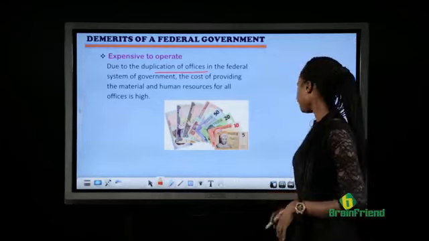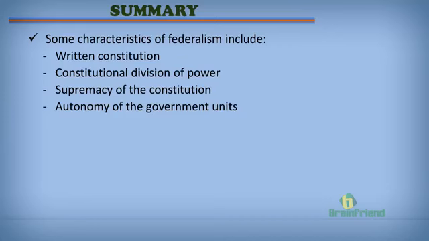I'd like to say we've come to the end of the class for today. But before we go, I'd like us to take a quick recap on all we learned today. We talked about the characteristics of the federal system of government, and we said some of them are: you will find a written constitution in a federal system. There must always be constitutional division of power in a federal system. The constitution is supreme, and the government units have autonomy to themselves.